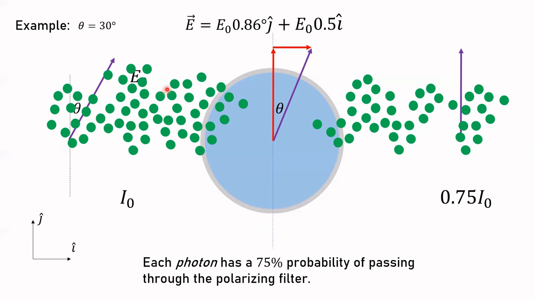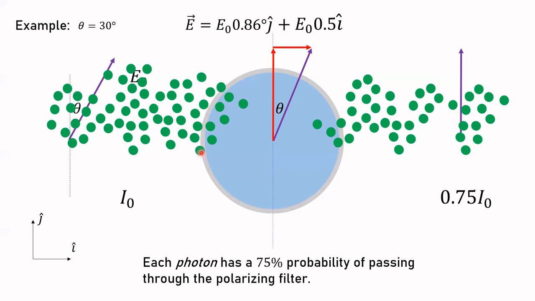So it's not like there's a marker on one of them that says, well, this one's going to make it through and this one's not. They're all identical. For each one of them, all we can say is 75% chance of making it through. And so when you take a whole great number of photons and throw them in that state at the filter, 75% of them will make it through.